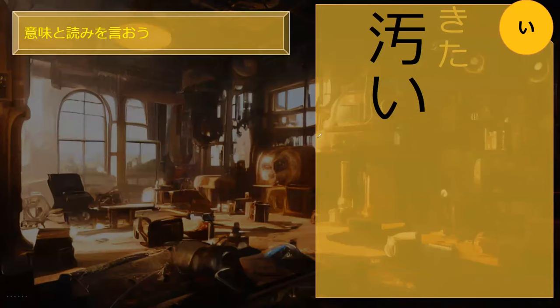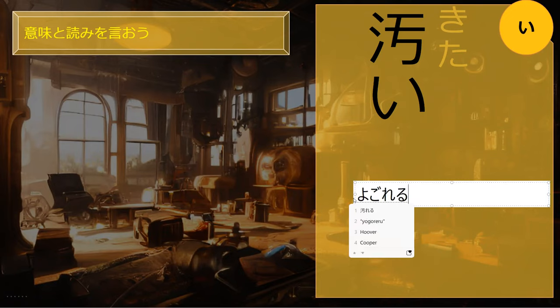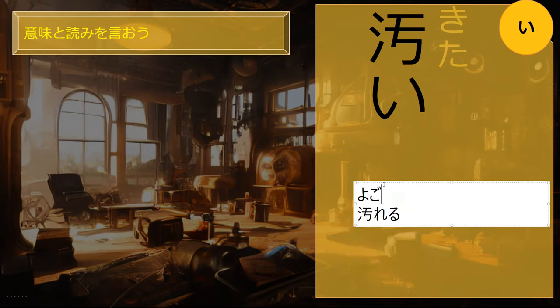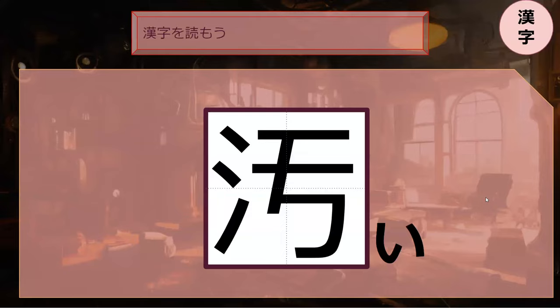Do you know what kitanai means? It is an i-adjective. Good idea, but kitanai means dirty. Opposite of kirei. Kitanai, dirty. We saw this earlier with the verb yogoreru. Same kanji, yogo, back in chapter one. But kitanai is the i-adjective version of this. How do you say dirty in Japanese? Kitanai.